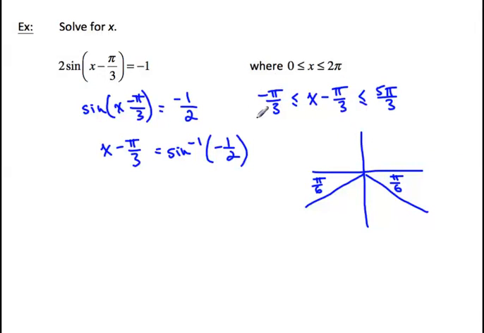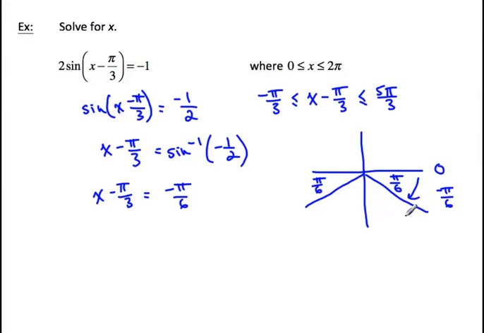Let's first go back to negative pi over 3. If I start from 0 and I'm looking for my first principal angle, negative pi over 3 is going to take me down this way, and I'm going to pick up this angle, which is negative pi over 6. So that's my first principal angle that fits within this domain. So left side stays the same, and I get negative pi over 6 as my first principal angle.